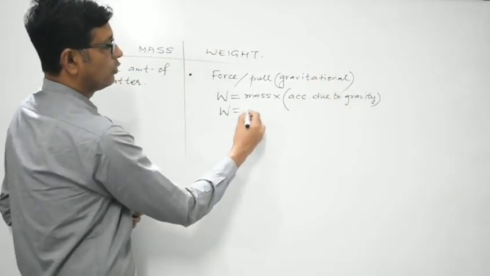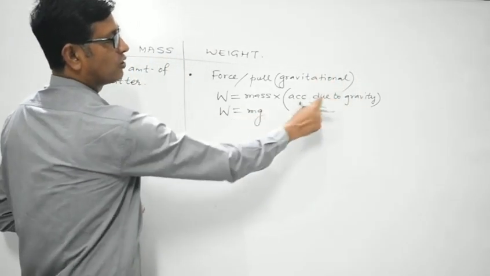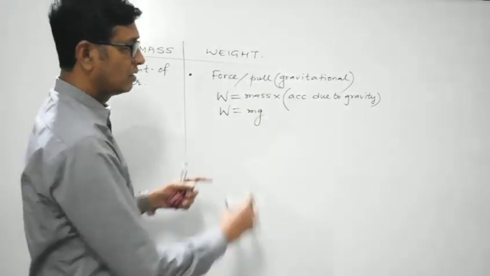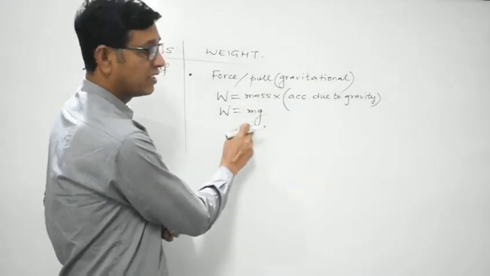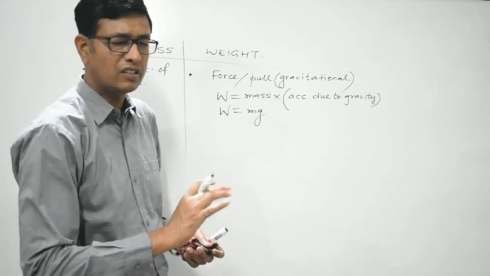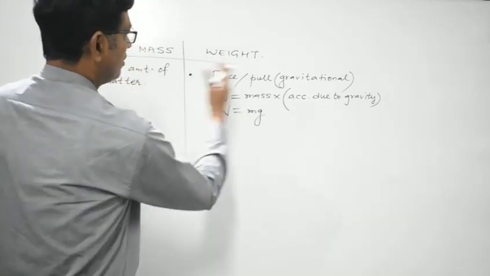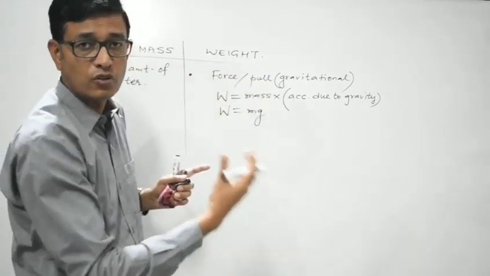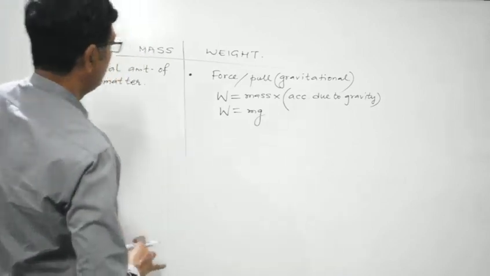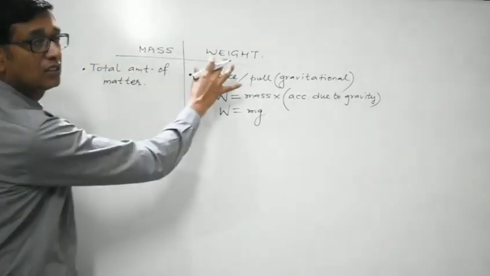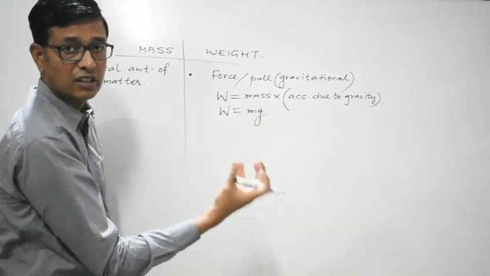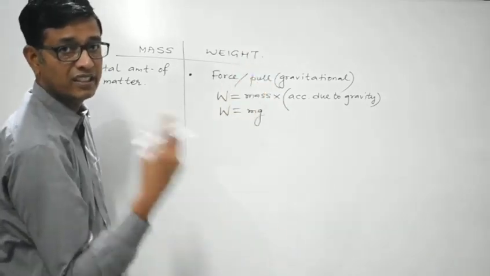So W is equal to m into small g. Small g denotes the acceleration due to gravity. There is an entire chapter dedicated to this particular topic, so we will discuss it in detail. Now simply we are trying to bring out the essential point of difference between mass and weight. Basically this is the amount of matter and there is a force with which earth attracts a body towards its center.